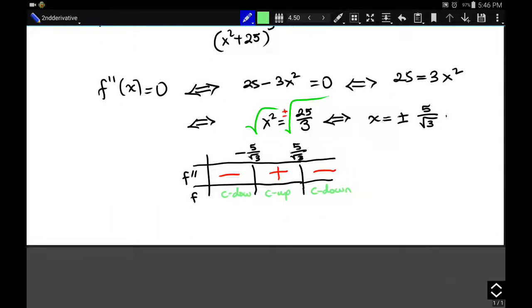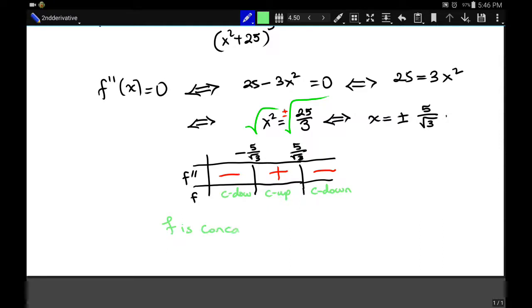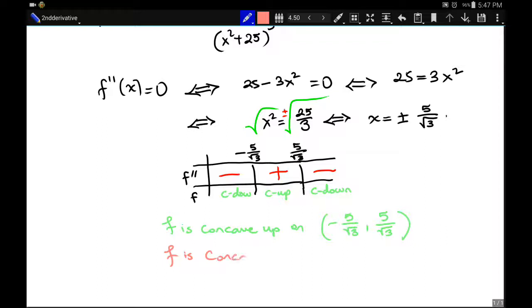So f is concave up on the interval negative 5 over root 3 to 5 over root 3, and concave down on the interval from negative infinity to negative 5 over root 3, union 5 over root 3 to plus infinity. Alright, that's it.